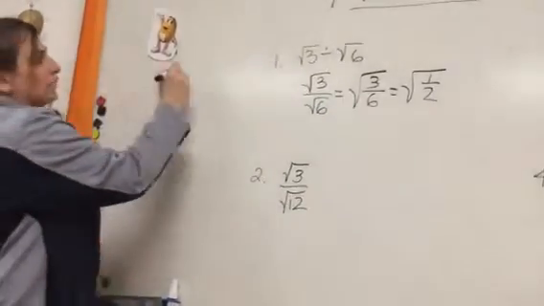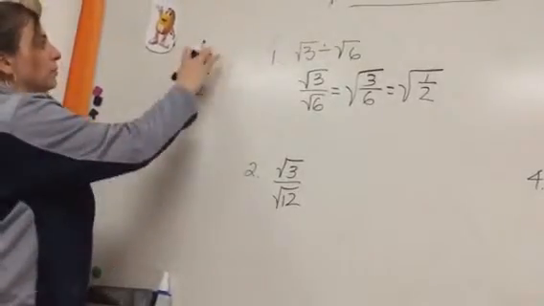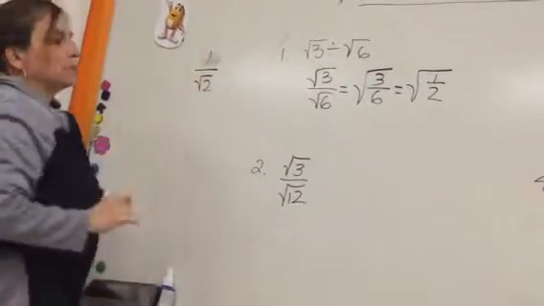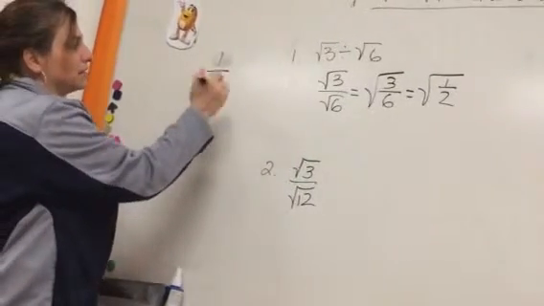So radical 1/2 is just like writing radical 1 over radical 2. Radical 1 is just 1, so I can just get rid of that. That's 1. Square root of 1 is 1. Now, here's what we have to do. We have to rationalize the denominator.